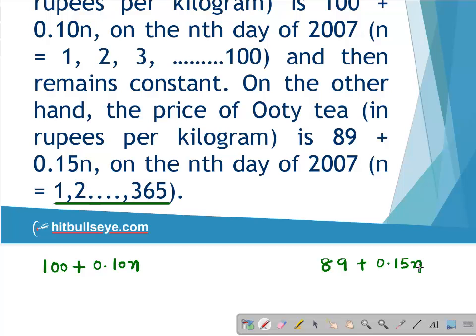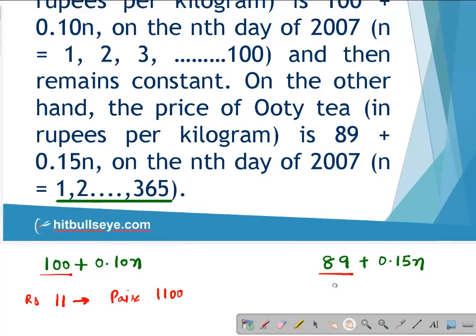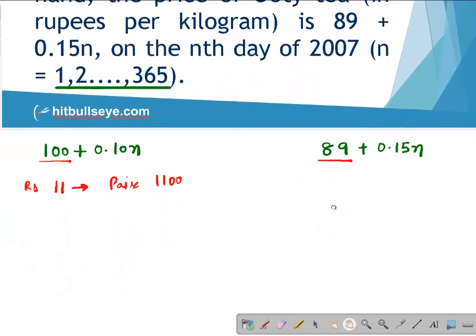First of all, you can say the price in Darjeeling is 11 rupees more than the price in Ooty, because the price in Darjeeling at present is 100 rupees and price in Ooty at present is 89 rupees. So you want to cover the difference of 11 rupees, students, which we can call as how many paise? It is 1100 paise, students. We are converting into paisa because the increase is defined in terms of paisa only.